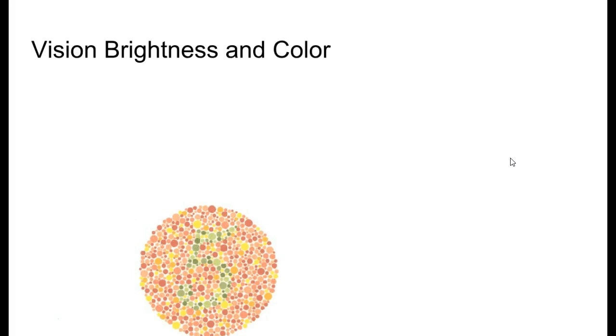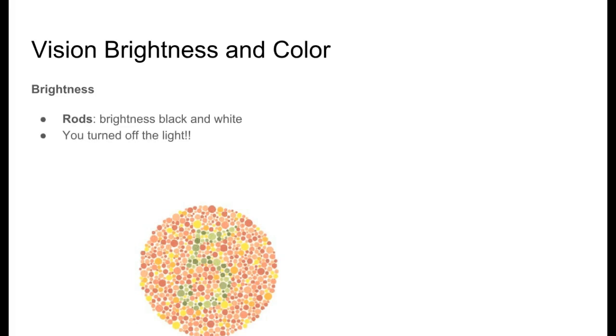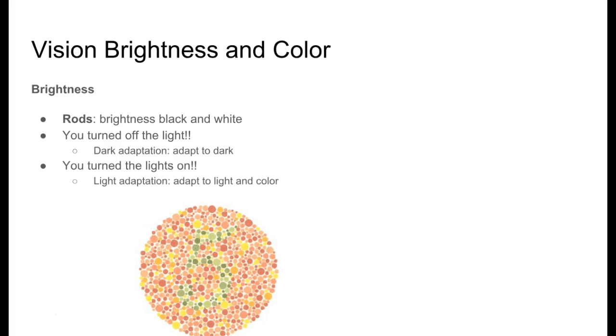Vision, brightness, and color. First, we have brightness. Brightness our eyes see by rods, and that can detect mostly black and white. So this is when you're going to notice that somebody turned off the light, is because of your rods. When somebody turns off the light, it's called dark adaptation, where you adapt to the dark. And when they turn the lights back on again, yay, it's called light adaptation. We adapt to light and color.